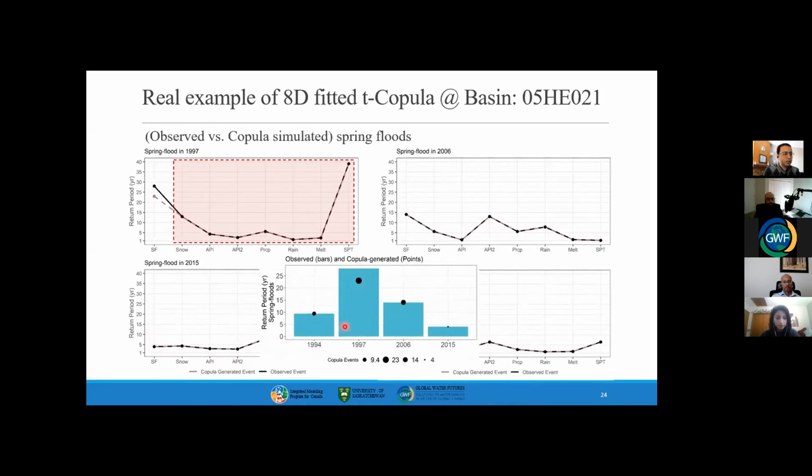So to sum up these 4 years, for the years 1994, 1997, 2006, and 2015, the bars here describe the return period of the observed floods. And the black dots on each bar describe the return period of the most likely spring flood that would occur based on the prediction of the copula. And as you see here, the copula shows promising results in describing the relation between the basin conditions and the spring floods of various return periods. It can capture the correct return periods in numerous years.